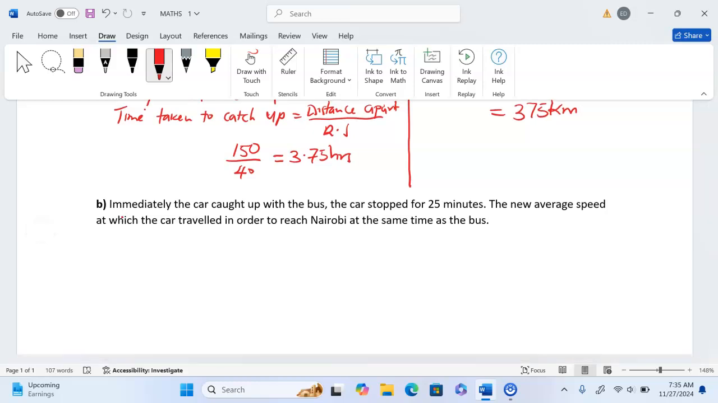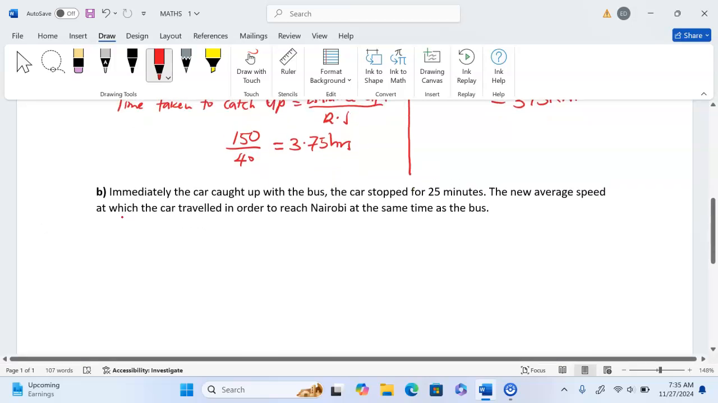B, immediately the car caught up with the bus, the car stopped for 25 minutes. We are supposed to find the new average speed at which the car traveled in order to reach Nairobi at the same time as the bus. This part has 4 marks, and we are going to work it out this way.